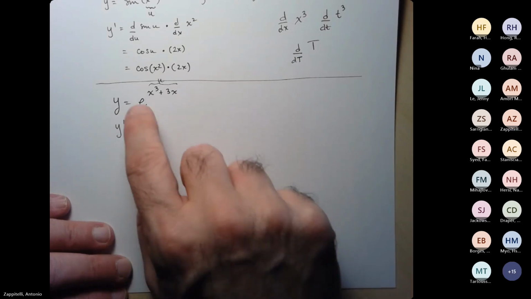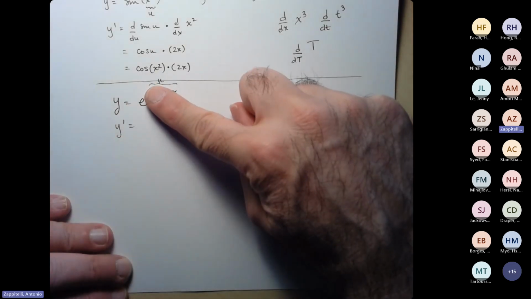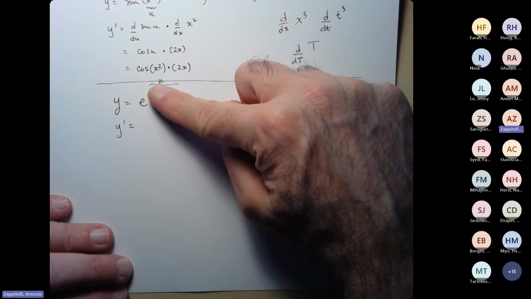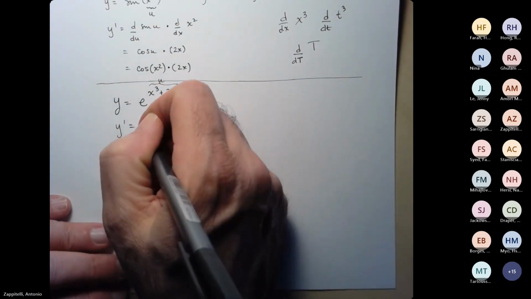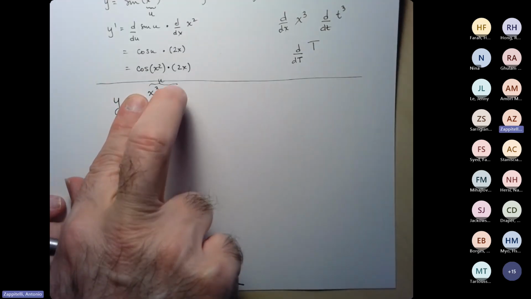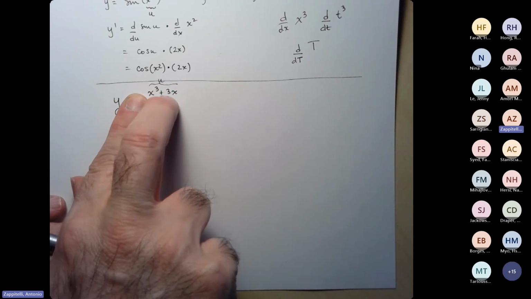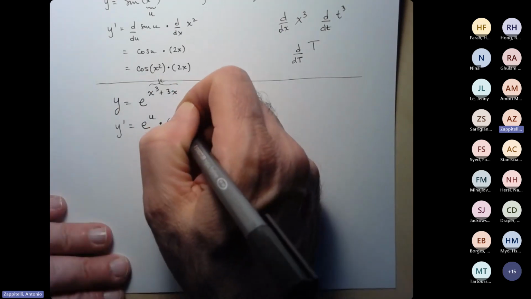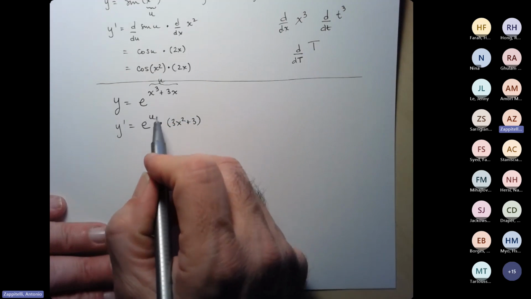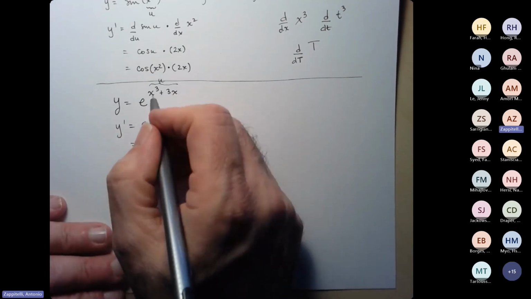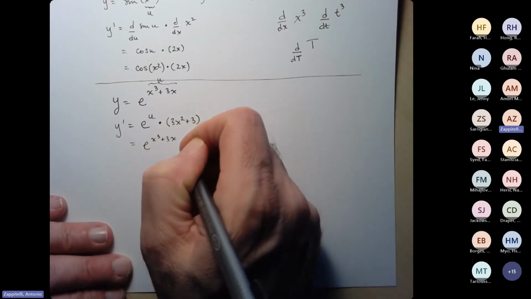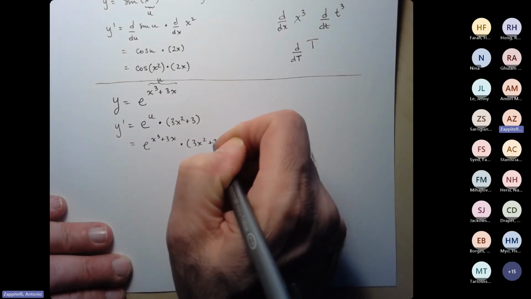The outside function is e to the u. Forget what this whole thing is, just think of this as e to the u. What's the derivative of e to the u? Oh, just e to the u. Then times, forget what the outside function is and just look at the inside function. What's the derivative of x cubed plus 3x? It's just 3x squared plus 3. And now, do I want to see this u hanging around? No. So I just replace it by what it's representing: e to the x cubed plus 3x times 3x squared plus 3.